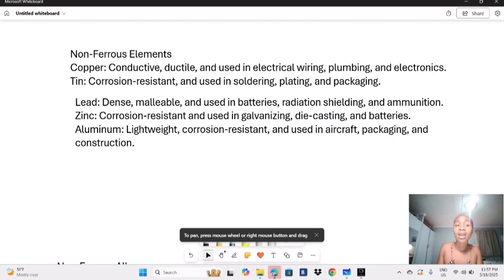Let's start with copper. We know that copper is conductive, ductile, and it is used in electrical wiring, plumbing, and electronics. Then we have tin. We know that tin is corrosion resistant and is used in plating and packaging. Then we have lead. We know that lead is used in batteries, radiation shielding, and ammunition. Then we have zinc. We know that zinc is used in galvanizing and batteries as well. We have aluminium. We know that aluminium is lightweight, corrosion resistant, and is used in aircraft, packaging, and construction.